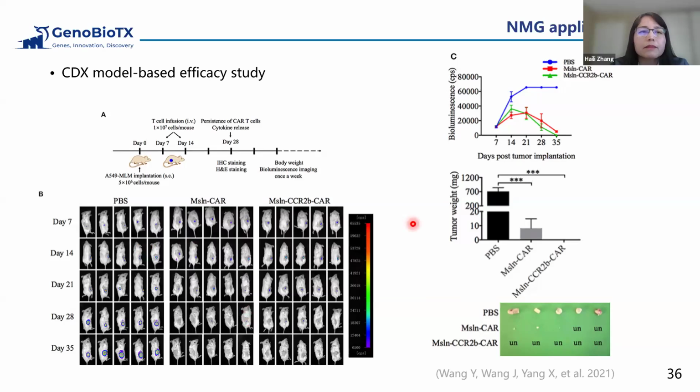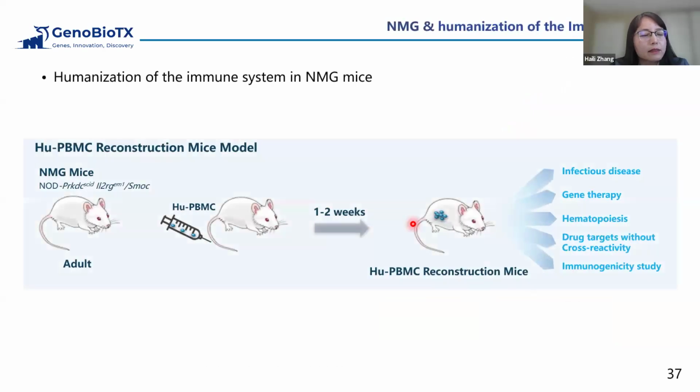So besides the CDX and PDX models for drug efficacy evaluation, NMG mice can be used for human immune system reconstitution. There are 2 ways to do this: one using human PBMC, another using human HSC. Here is a simplified diagram that shows the procedure for developing the human PBMC reconstitution mouse model.